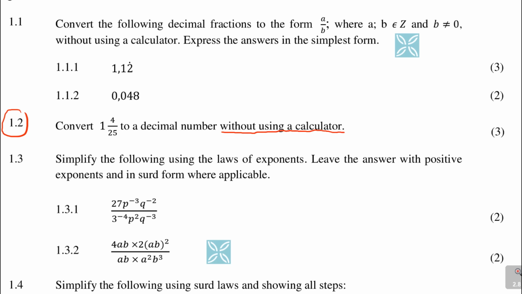There it is. It says we must not use a calculator also here. So what you can do: 1 and what? It's a mixed number, 4 over 25. Say convert it as a decimal. Now what you need to know, when it's written like this, it is the same as saying 1 plus that fraction, which is 4 over 25.